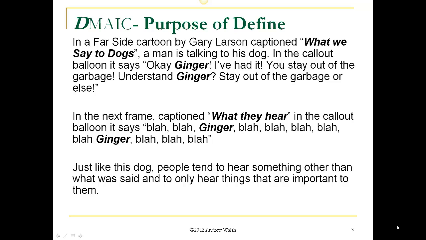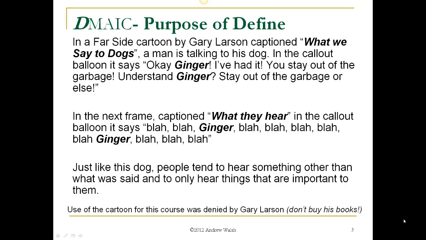In a Far Side cartoon by Gary Larson captioned, "What We Say to Dogs," a man is talking to his dog. In the call-out balloon it says, "Okay, Ginger, I've had it. You stay out of the garbage. Understand, Ginger? Stay out of the garbage or else." In the next frame, captioned, "What They Hear," in the call-out balloon it says, "Blah, blah, Ginger, blah, blah, blah, blah, blah, Ginger, blah, blah, blah." Just like this dog, people tend to hear something other than what was said and to only hear things that are important to them.